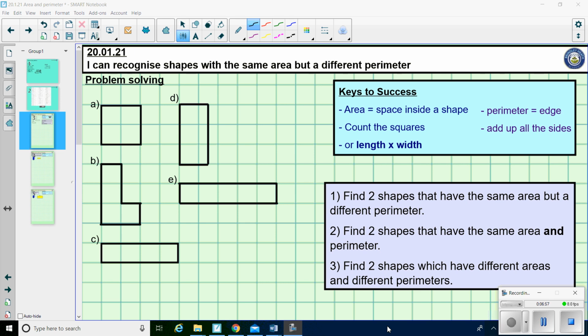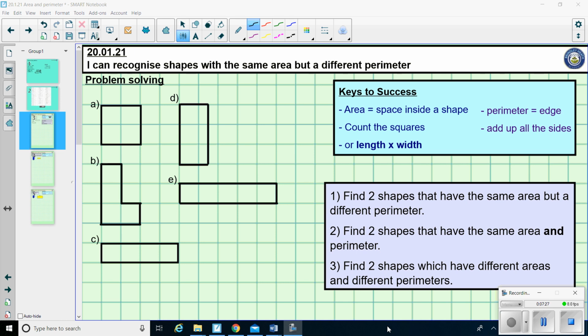Today, then, we're combining those two things that we've looked at earlier in the week. So our I can is: I can recognise shapes with the same area but a different perimeter. Today's questions are a bit trickier in that they involve working out both area and perimeter. There isn't any fluency for today because the nature of this I can is that it's got to be problem solving kind of questions. They've got to be little puzzles for us to work out the answer to.